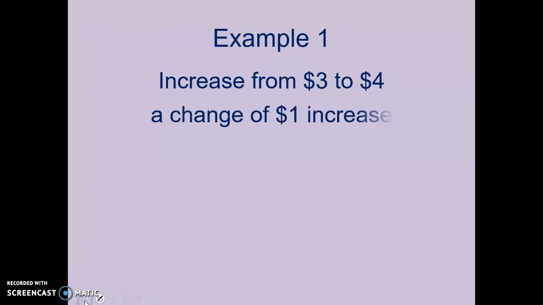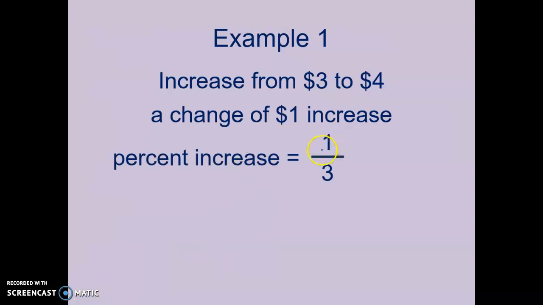In order to find the percentage of increase, we know it's $1, but let's use this percent increase formula, which was the amount of change over the original amount. The amount of change was $1. The original amount was $3. When we multiply that decimal by 100, we find out that our percent increase was approximately 33%. It's going to be 33.3 repeating, so we're going to say approximately 33%. So when gas increased from $3 to $4, it increased by 33%.